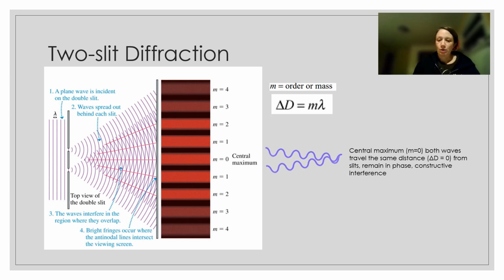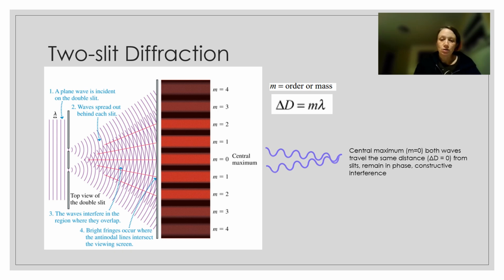At the central maximum, both waves have traveled the same distance because it's right in between the two slits. And that means that since those two waves were in phase when they passed through the barrier, they're going to be in phase when they arrive at that location, and therefore we have constructive interference at that location.